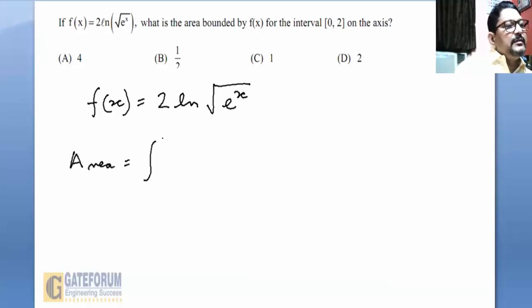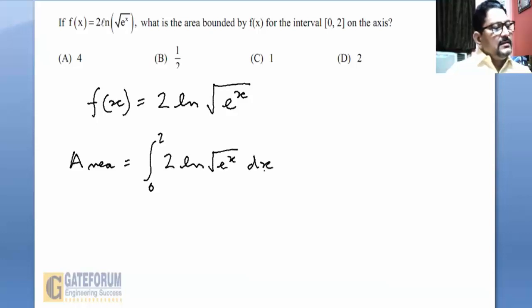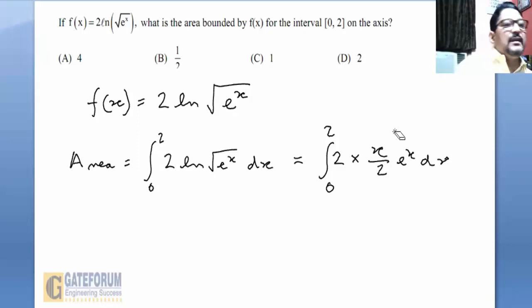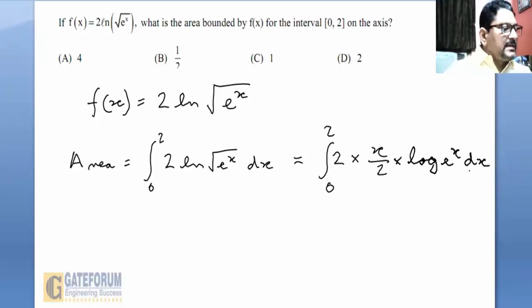So the area with the axis is the integration within the limits of 2, 0 of the same thing, 2 log root over e to the power x dx. This would be it. And I am sure everybody realizes that this would be nothing but 2 into x by 2 log of e to the power x dx. I hope we understand this particular thing. 2 cancels off, log of e to the power x, so it vanishes basically.